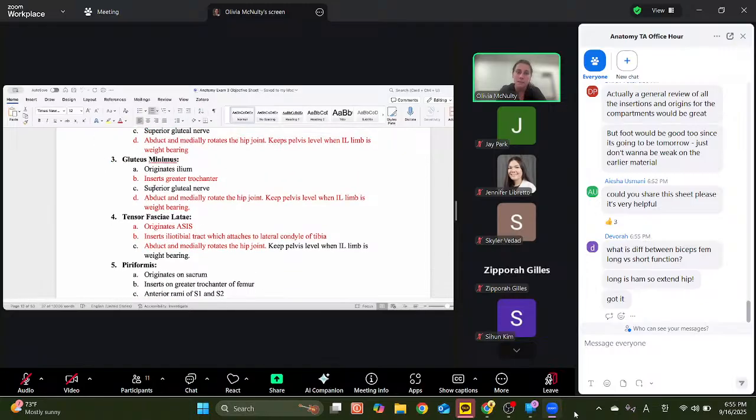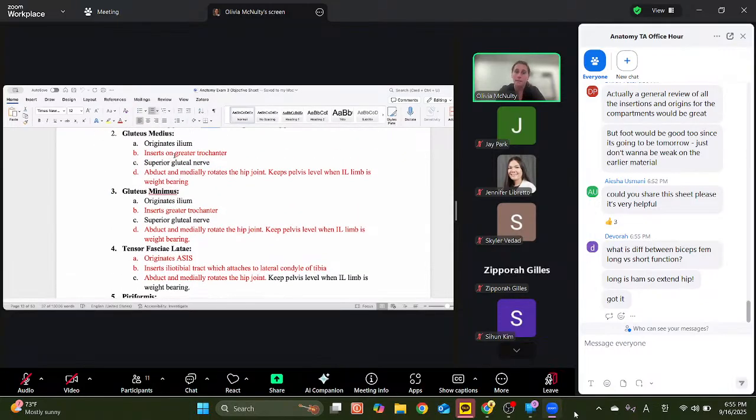Medius inserts on the greater trochanter. So remember, anytime it's a greater trochanter, all the lateral rotators attach there. What are the lateral rotators? Like medius, minimus, piriformis, obturator internus, superior and inferior gemelli. If there's a place where multiple things insert, chances are they're going to have the same function. So the greater trochanter is going to be our lateral rotators.